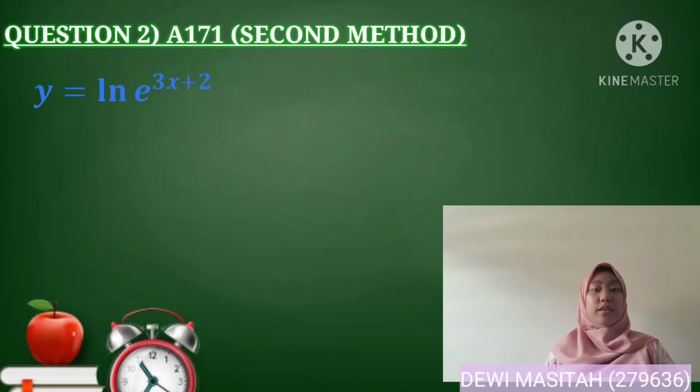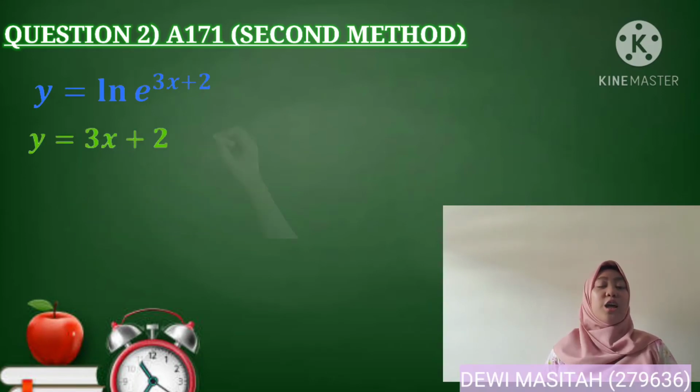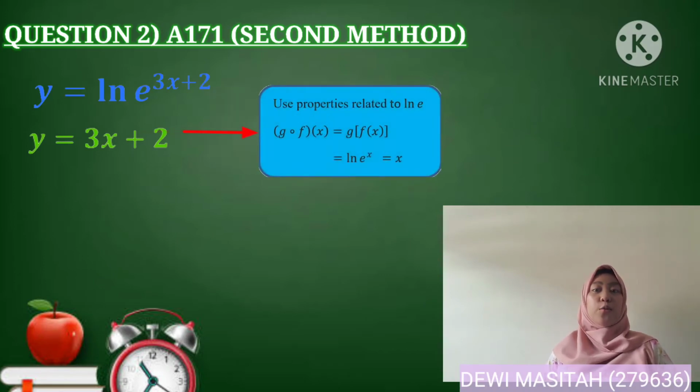For the second method, firstly, we need to rewrite the question into this new function. To get this, we involve properties related to ln e, which state that ln e power x equals x. Therefore, the new function we get is y equals 3x plus 2.